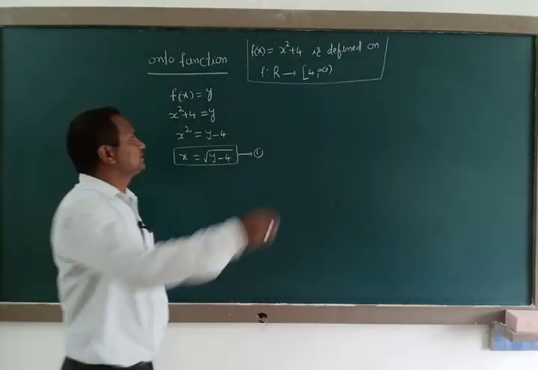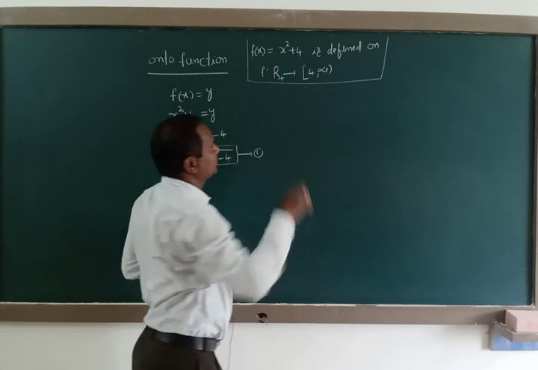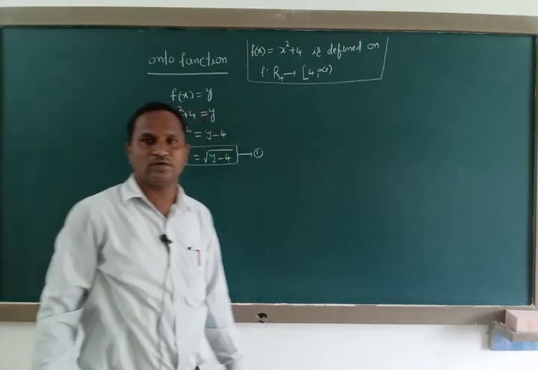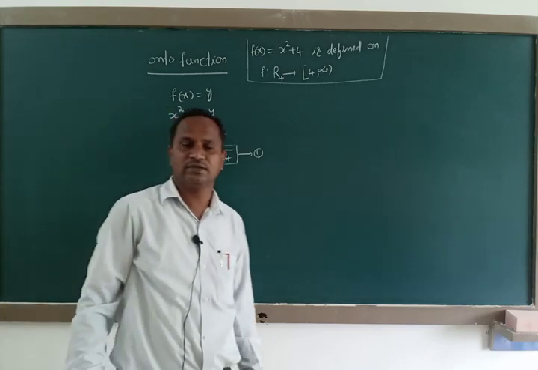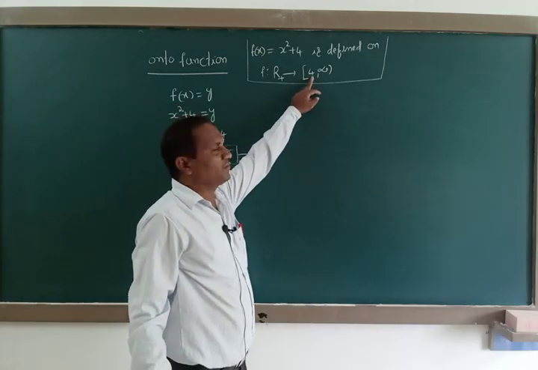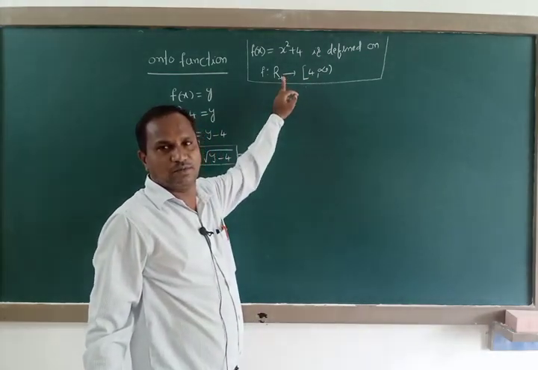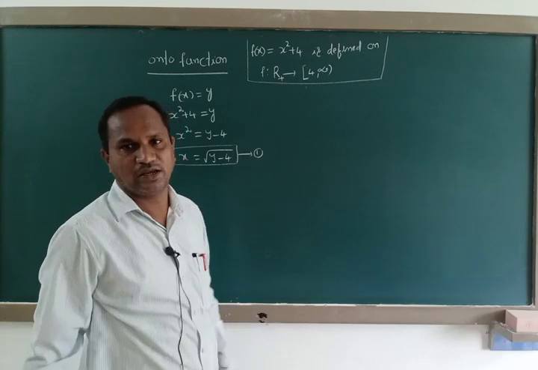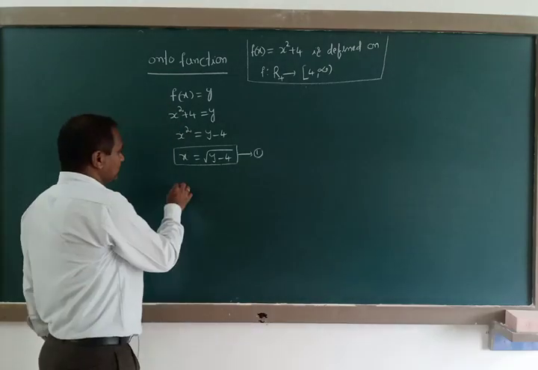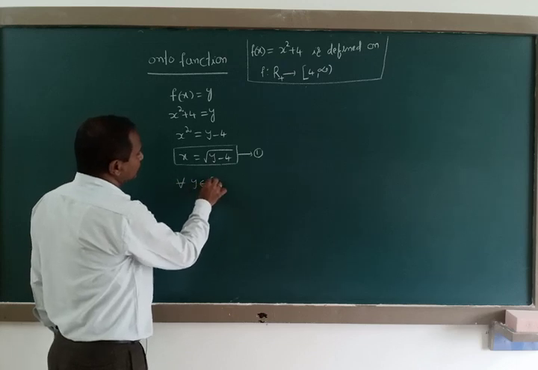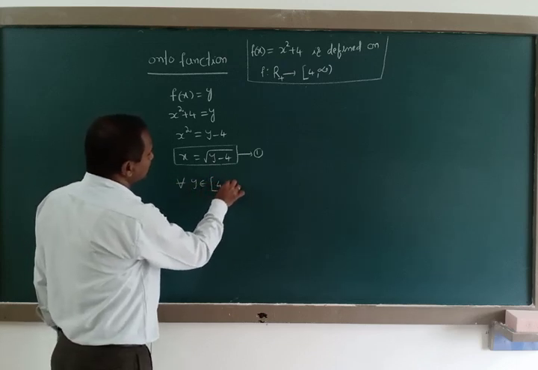From 4 onwards, sorry, it's R plus, positive numbers from 4 onwards. You can take any real number from 4 onwards, 4, 5, 6, and again you will get one positive real number. Like that, f is said to be an onto function for all y belongs to the closed interval [4, infinity).